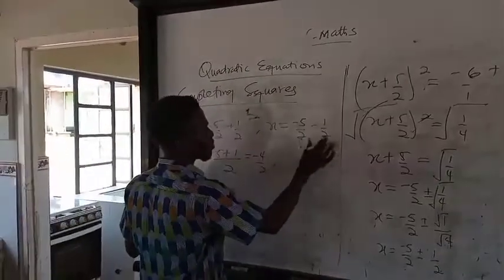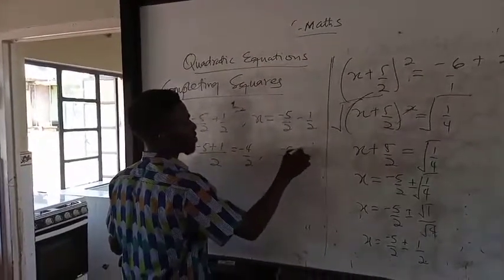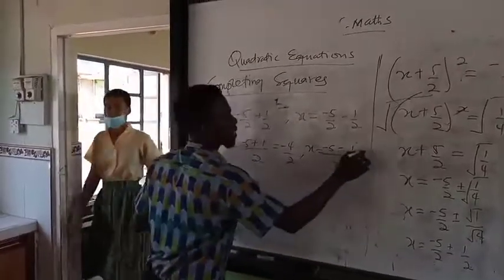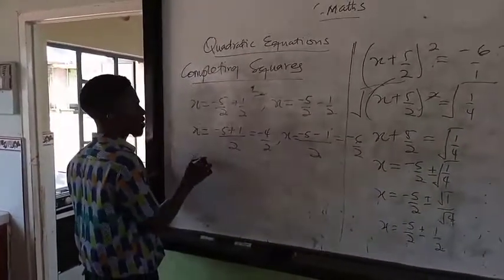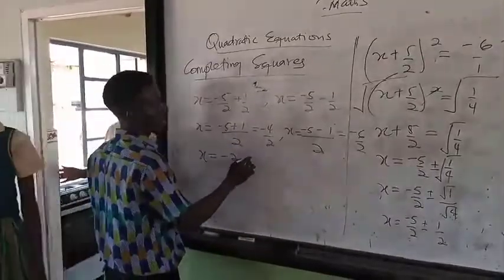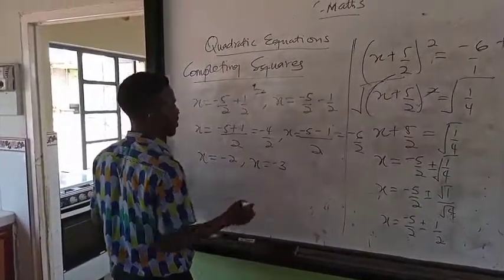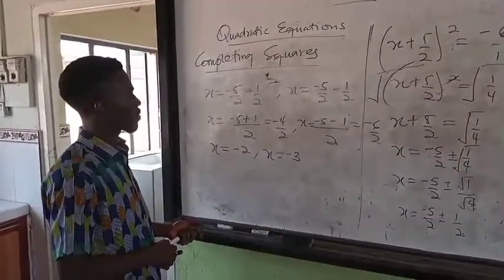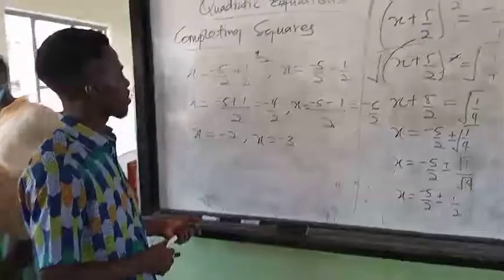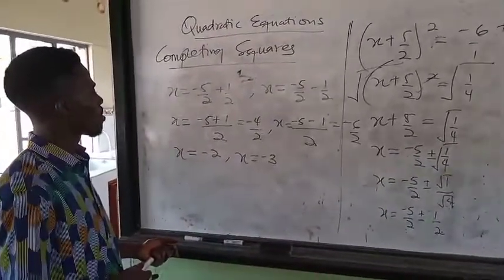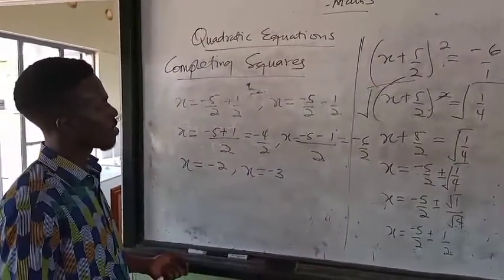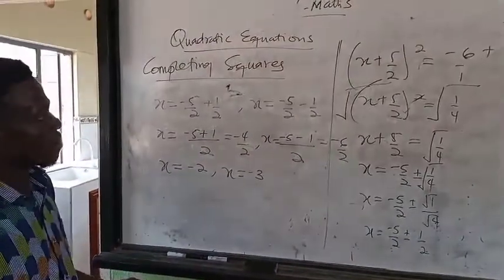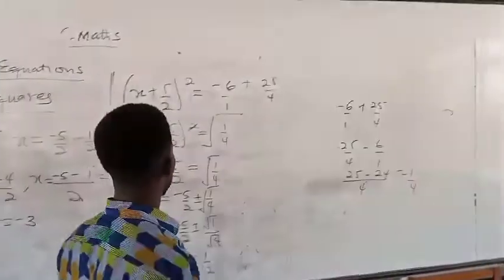And what do we have here? The LCM of 2 and 2 is 2. So we have negative 5 minus 1. That's the second x. And that's negative 6 over 2. So x is equal to negative 2, and x is equal to negative 3. That's it.